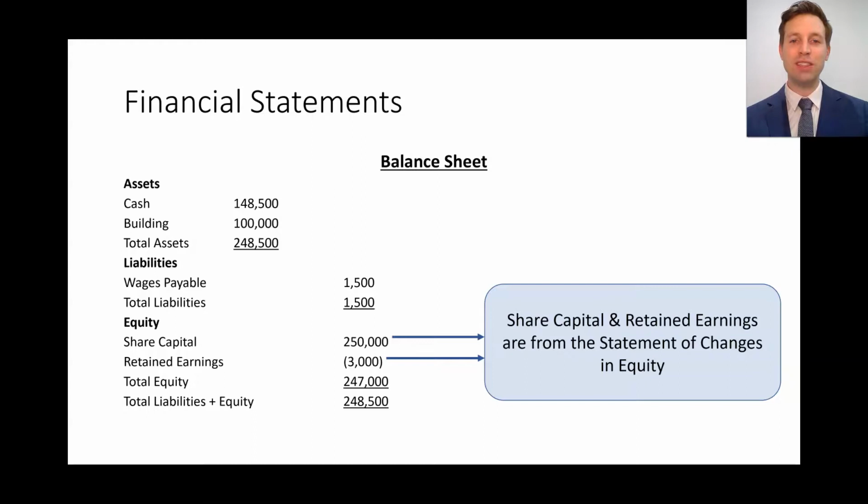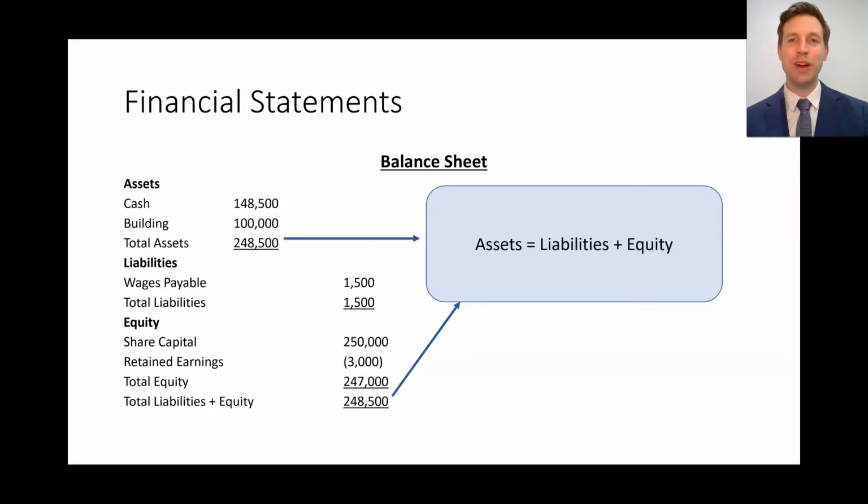So here's our balance sheet. It lists our assets, it lists our liabilities, and it lists our equity. The equity balances are taken straight from that statement of changes in equity, whereas the assets and the liabilities come straight from our adjusted trial balance. Whenever we create a balance sheet, we need to make sure the assets equal liabilities plus equity. That means it has to balance out.